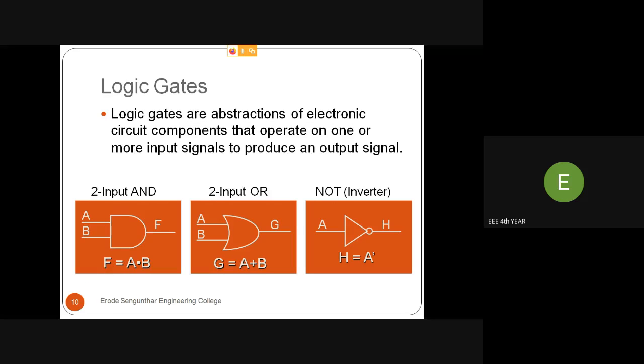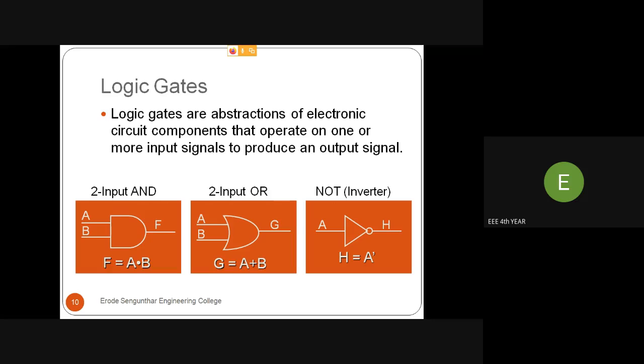Next, what is meant by logic gates? Logic gates are abstractions of electronic circuit components that operate on one or more input signals to produce an output signal. Based on the logic gate operation, it produces an output signal from one or more input signals. Now see the two input AND gate, two input OR gate, and NOT gate.